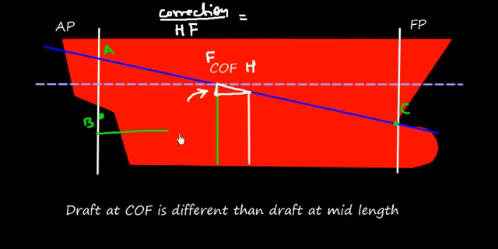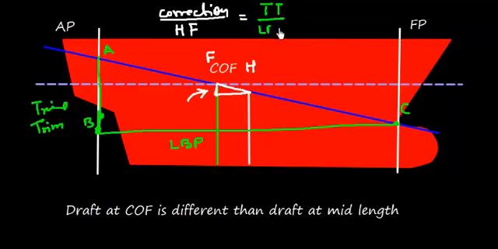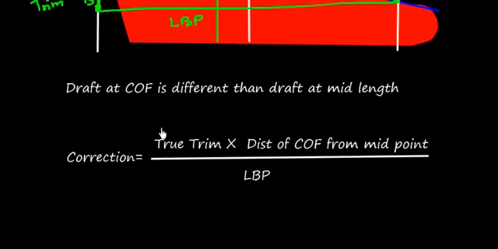So if I draw this line like this, BC is LBP and AB is the true trim. That means this is the trim at the forward perpendicular and aft perpendicular. So we will write like this, true trim divided by LBP. This way it gives me the formula that the correction is nothing but true trim into HF divided by LBP. The correction is true trim into the distance of the center of flotation from midpoint divided by LBP.